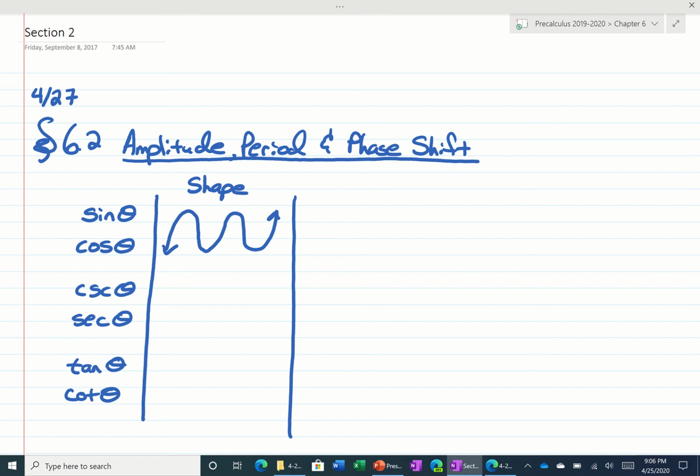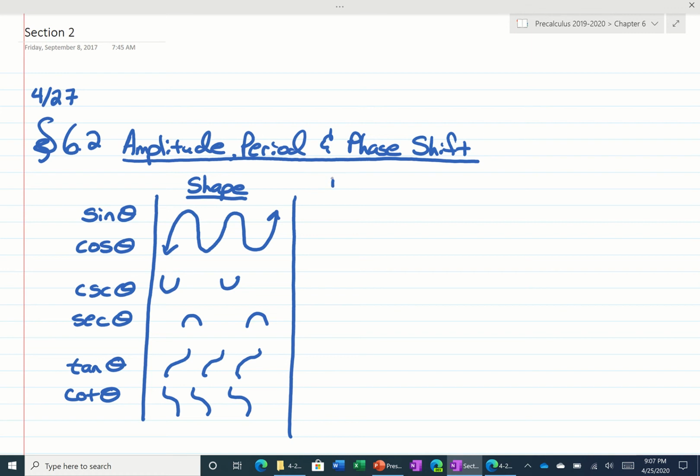For cosecant and secant, they are alternating parabolas, so they look like this. Tangent looks like a regular cubic, and cotangent looks like a cubic going the opposite direction. The way we graph cosecant or secant is we figure out what would sine be, and then we do 1 over that. So that's a review of their shape.